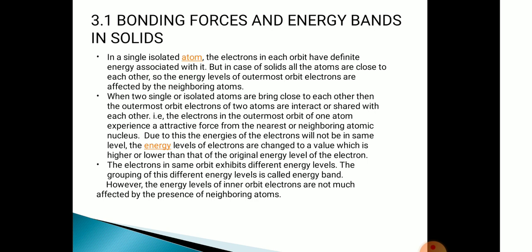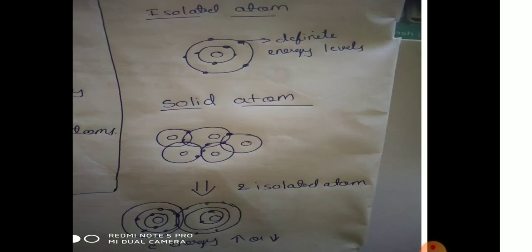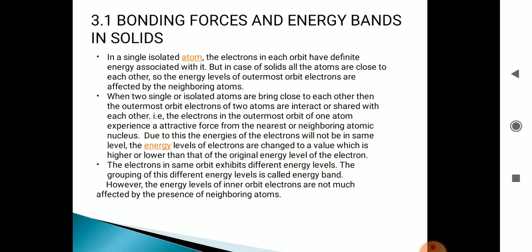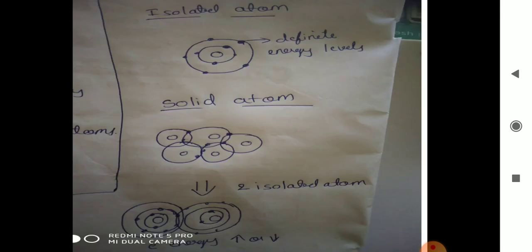What it says, which is given in this handwritten copy, is that in the case of an isolated atom, a particular energy level will be there. The electrons revolving in the outermost shell as well as the innermost shell have a definite energy. But in the case of solid atoms, because of the interaction between the neighboring atoms, they don't have a definite energy. The energy may increase or decrease. So that is explained in this slide.